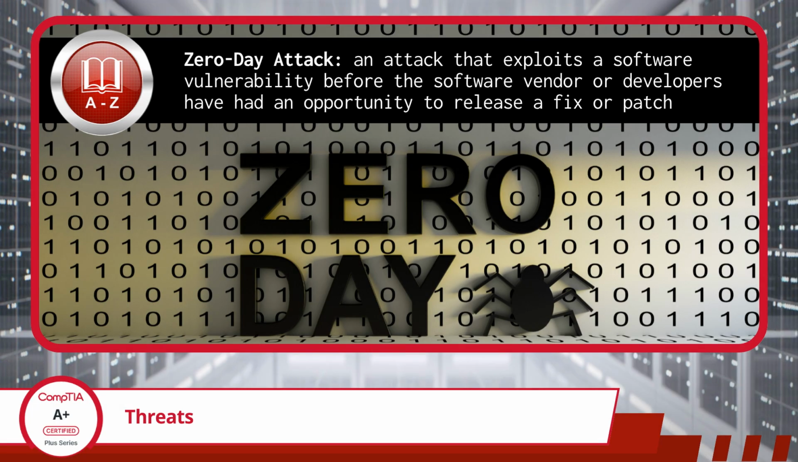Next up is the zero-day attack, which is one of the more dangerous threats security professionals face. A zero-day attack exploits a software vulnerability before the software vendor or developers have had an opportunity to release a fix or patch. The term zero-day refers to the fact that developers have had 0 days to address the vulnerability. Because no official fix exists yet, attackers can sometimes exploit these vulnerabilities successfully before defenders even realize the weakness exists.